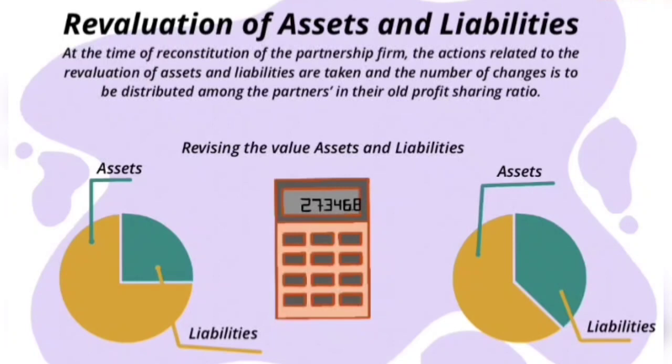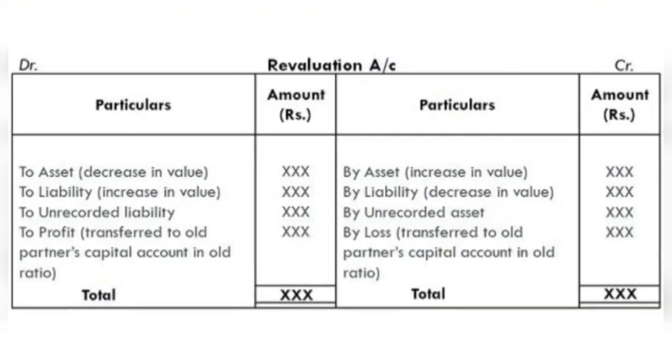Then next, what adjustments do we have to make in the revaluation account? This is the format of the revaluation account, and it has two sides: one is the debit side, another is the credit side. Here we have to understand which item we have to take on the credit side and which item on the debit side.